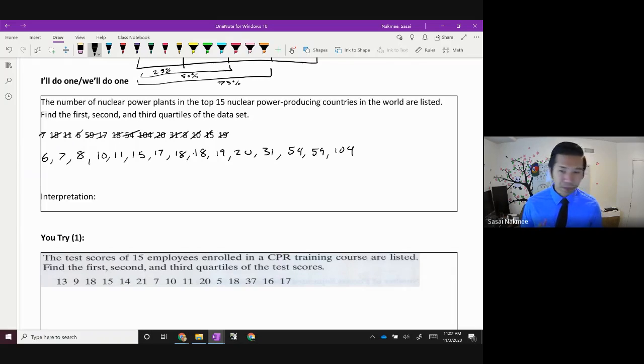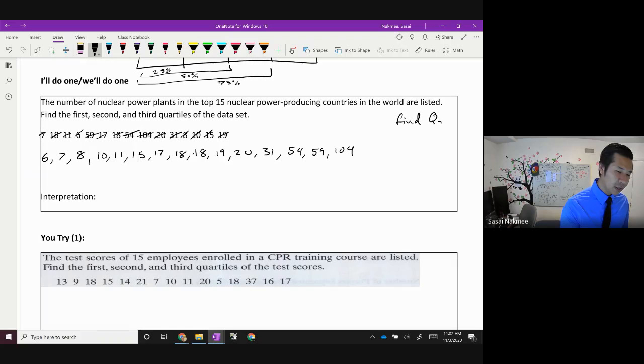Okay, you guys got it down? I'm gonna move on. Let me know if you need a little bit more time. I'll slow it down, but I'm gonna go ahead and move on here. To find Q1, Q2, and Q3, the easiest one to find first is Q2.